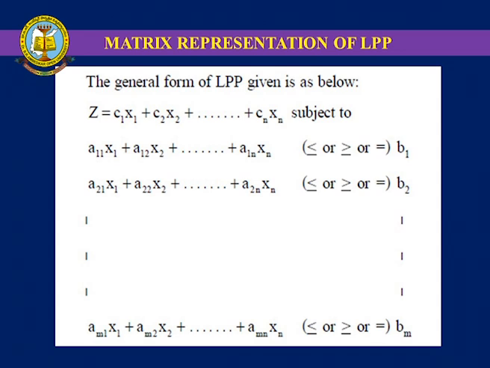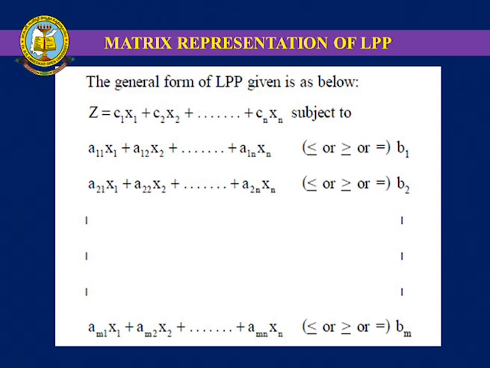The general form of LPP has one objective function: maximum z or minimum z, where z equals c1 x1 plus c2 x2 plus c3 x3 plus up to cn xn. In this, I am taking n decision variables, or n unknown variables. Coming to the constraints, subject to the constraints, they are in the form a11 x1 plus a12 x2 plus a13 x3 plus up to a1n xn, either less than or equal to, or greater than or equal to, or equal to b1.